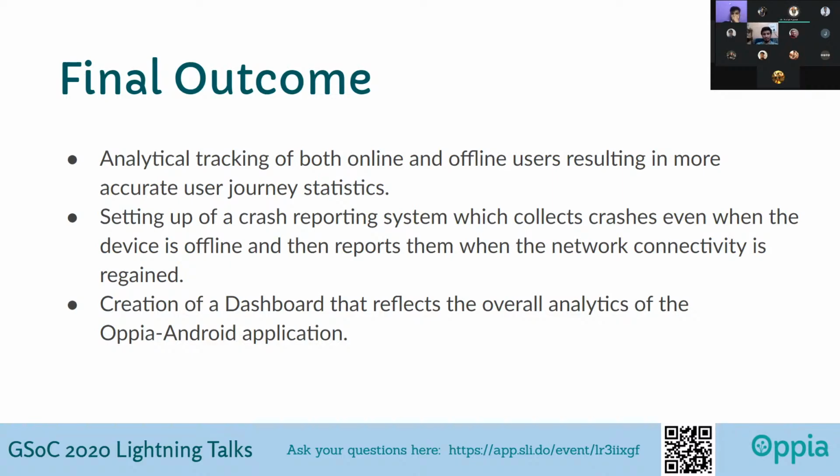So the final outcome of my project is we'll have analytical tracking of both online and offline users, resulting in more accurate user journey statistics. Second is setting up of a crash reporting system, which collects crashes even when the device is offline and then reports them when the network connectivity is regained. Third is the creation of a dashboard that reflects the overall analytics of the Oppia Android application.